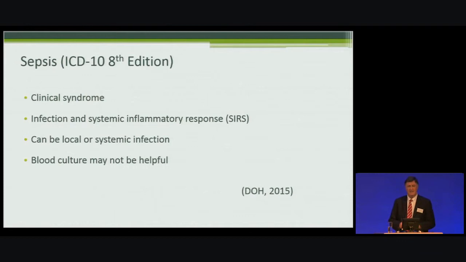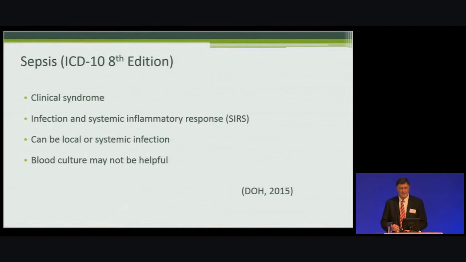The forthcoming revised Australian-based diagnosis of sepsis, which is going to be introduced by the Department of Health for next year, highlights that sepsis is a clinical syndrome. It's not, as it used to be, synonymous with bacteremia. You need to have an infection, and there needs to be evidence of a systemic inflammatory response. Sepsis can be either local or systemic. A blood culture may or may not be helpful. You may have a positive blood culture, but not sepsis. You may have sepsis, but a negative blood culture.